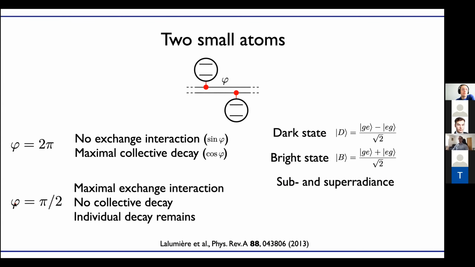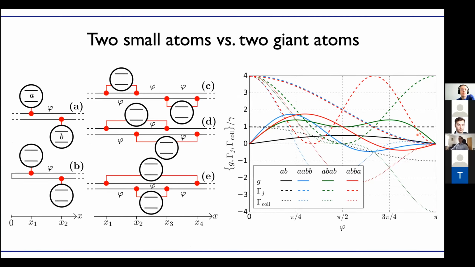Then, yeah, if you change the distance between atoms, you have other points here. So, for example, pi/2, where you have high exchange interaction without any collective decay. But you always have the individual decay of the atoms. You cannot decouple them from the transmission line. There's only this one particular state that can be protected from relaxing into the transmission line.